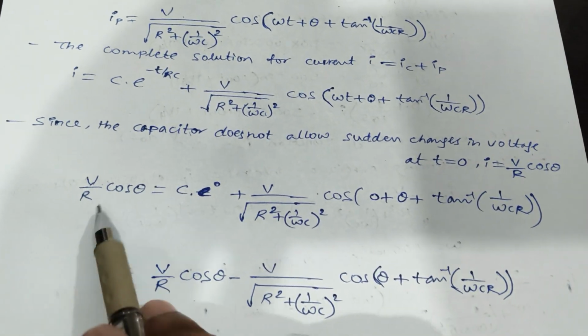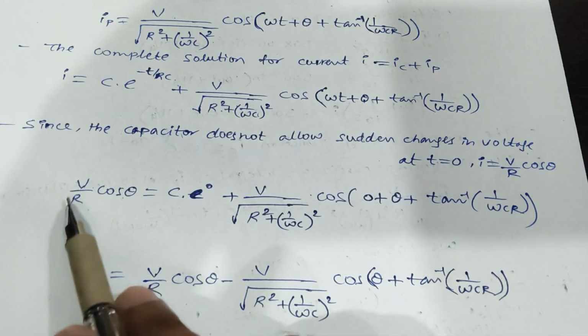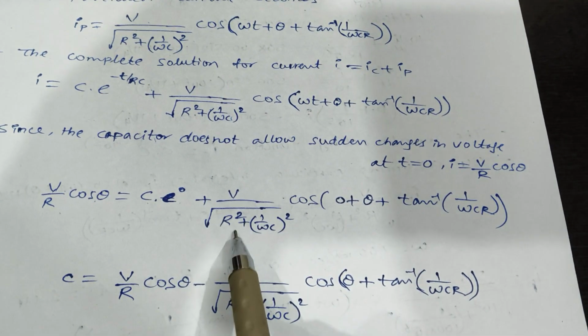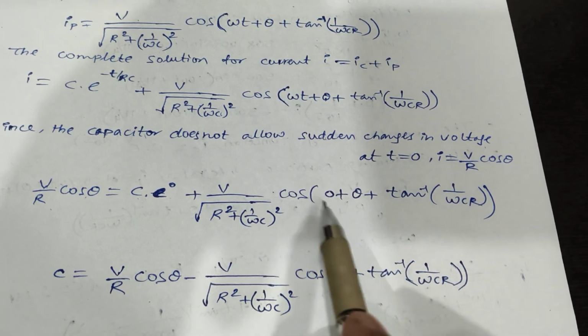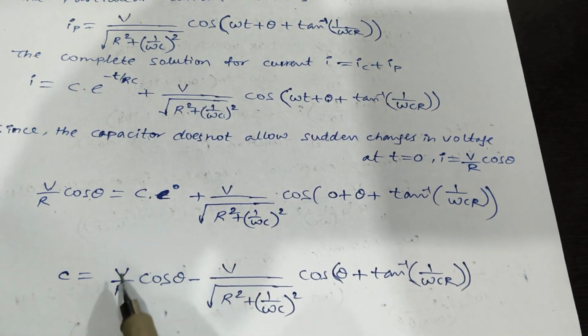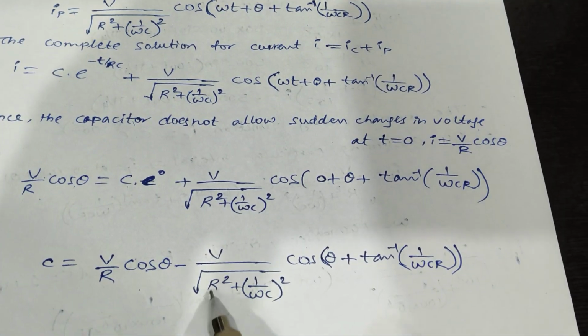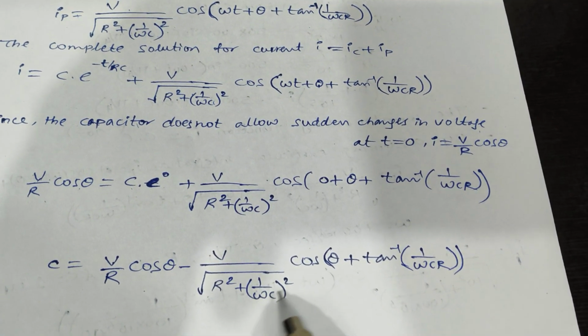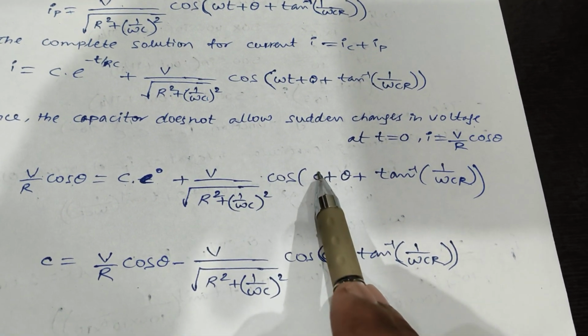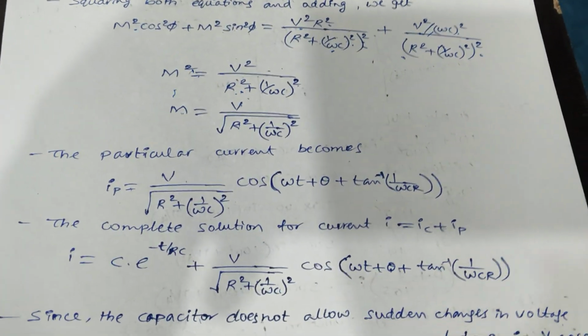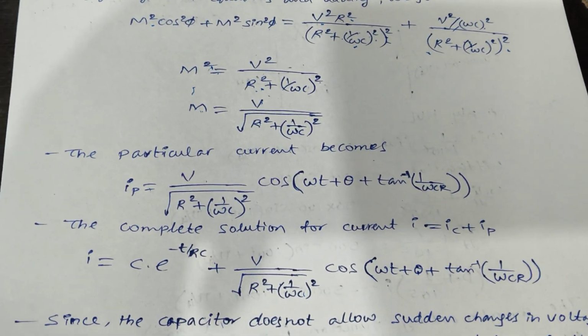So I is equal to V by R into cos theta on the left side at transient, which is equal to C into e power 0 plus V by under root of R square plus (1 by omega C) square, the same term I'll use. So what is C? C is equal to V by R into cos theta, taking this term to the other side, V by under root of R square plus (1 by omega C) square. I'm substituting omega t is equal to 0, so you'll get the remaining terms. This I'm substituting in the further equation.